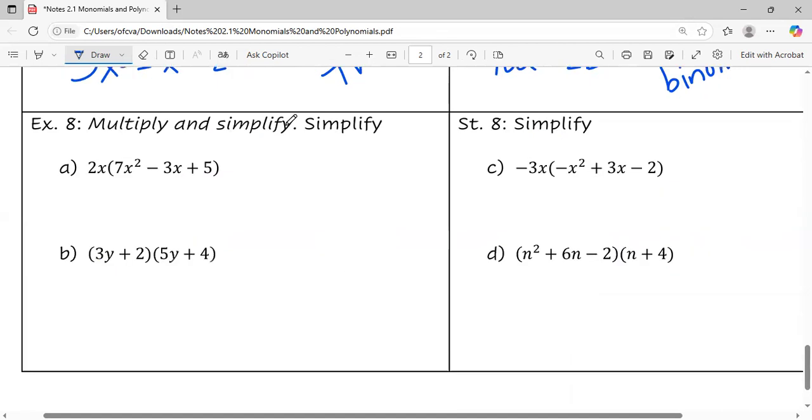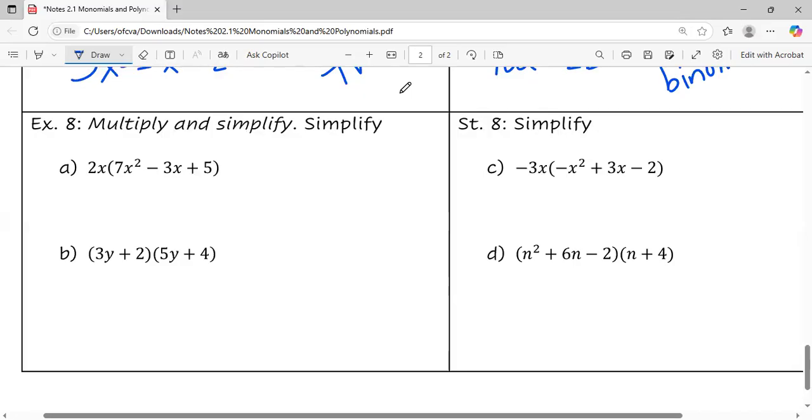So this one's multiply and simplify. Multiplying is basically you're either using distributive property, which is really old. You learned that a long time ago, or you're doing FOIL with binomials or with trinomials. It's the same thing, it's just longer. So you're using the same exact method. It might be shorter or longer.